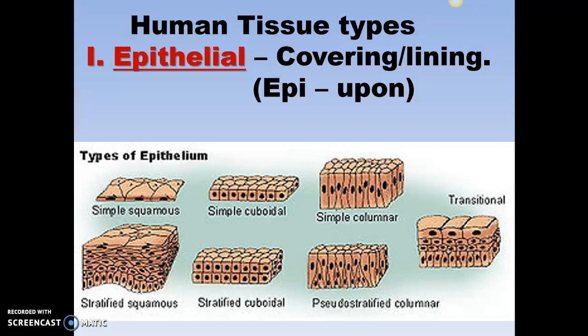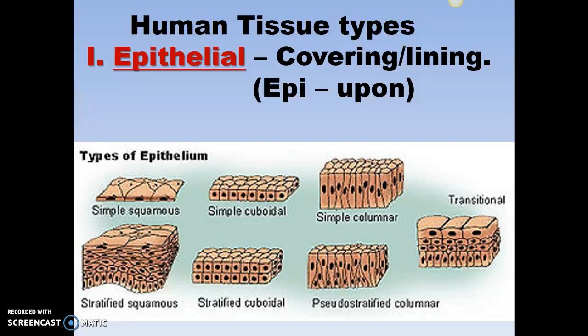You have simple squamous epithelium. Simple means one layered. Squamous means squashed or flat. You have simple cuboidal, which is again one layer and cube shaped. Simple columnar, one layer but column shaped. The bottom row is the stratified.